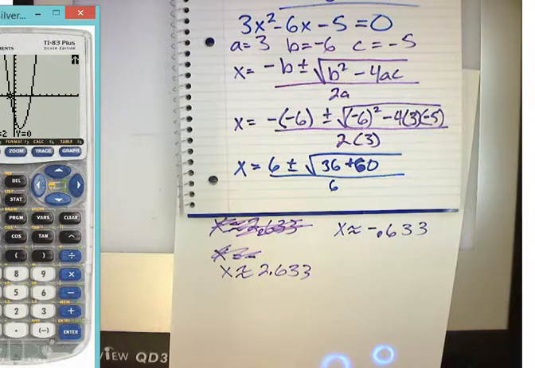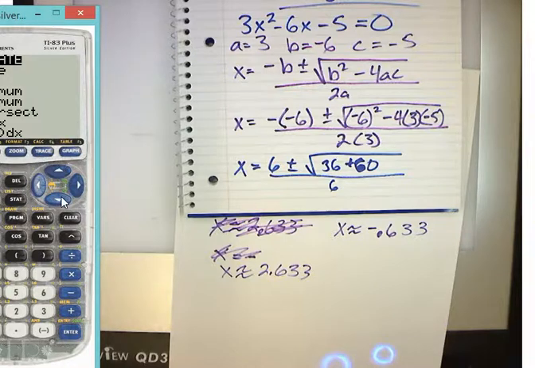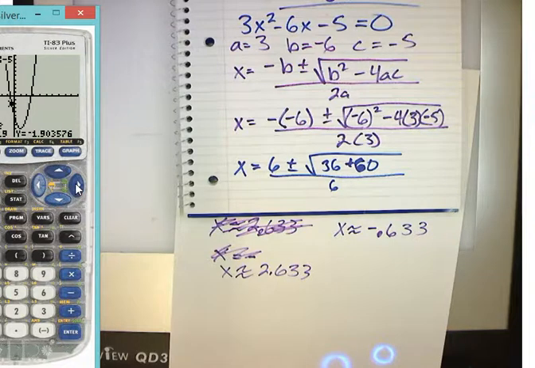Now let's do this again for the second x-intercept, or zero, or solution, or root. Whew, that's a lot to say in one sentence. So a little bit to the left of the second intercept. Enter. A little bit to the right. And then we guess. And positive 2.633 if we round. Any questions?